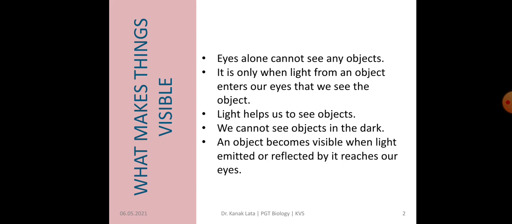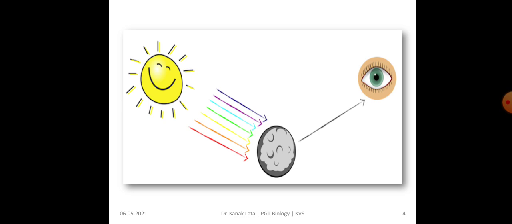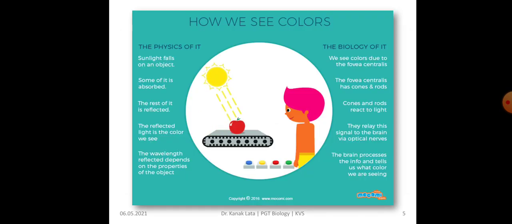So, an object becomes visible when light emitted or reflected by it reaches our eyes. In the given figure, you can observe how we see objects. We see objects because the object reflects light into our eyes and makes the object visible. Here also it depicts how we can see objects. In the given figure, it is about how we see colors.